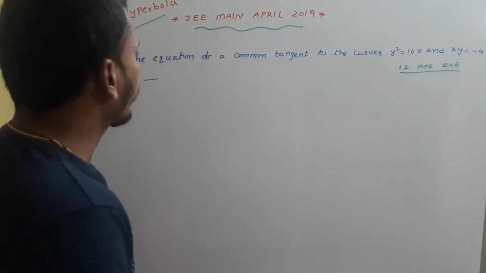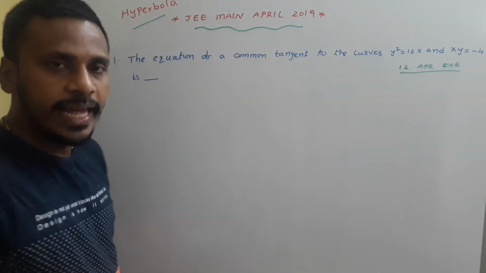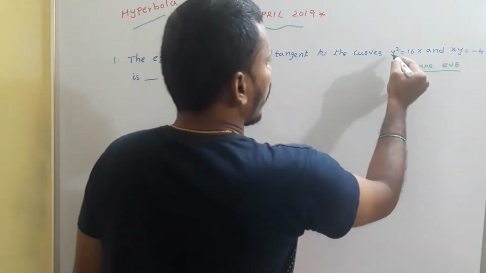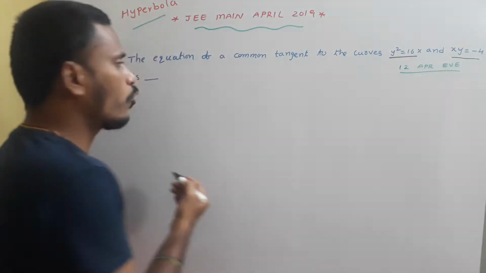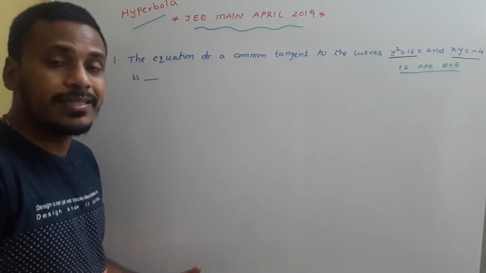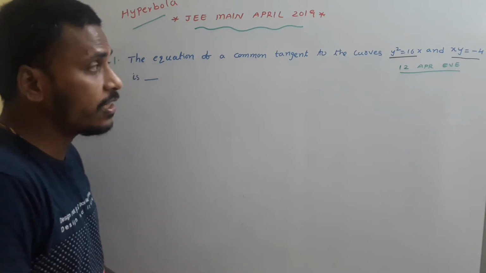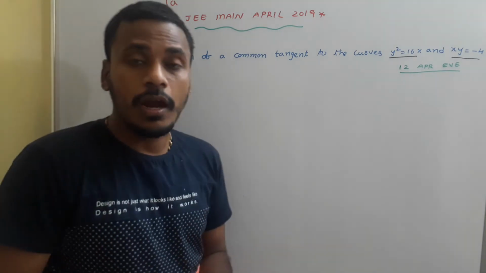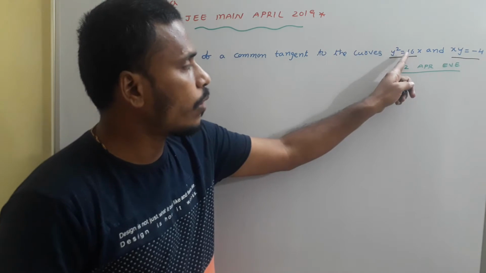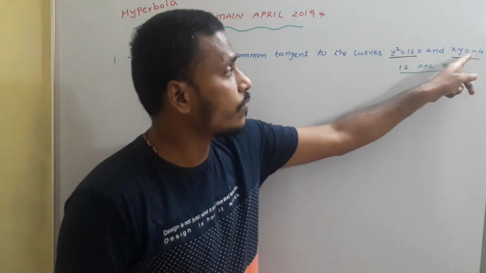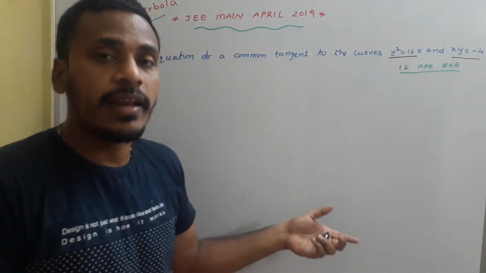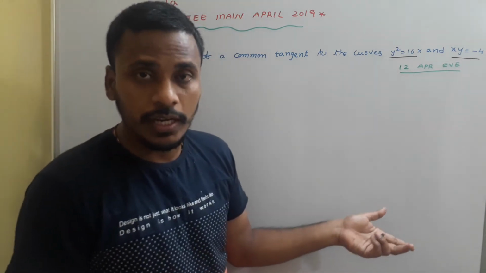Look at the problem. The equation of common tangent to the curves y square is equal to 16x and xy is equal to minus 4 is. So our task is simply to find the equation of common tangent for those two curves. And we know that the first curve, y square is equal to 16x, is a parabola, whereas xy is equal to minus 4 is a rectangular hyperbola.